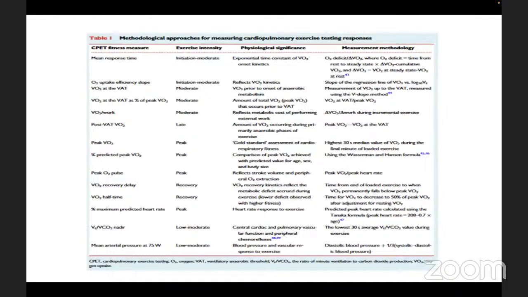This table shows that the major measure of the cardiopulmonary exercise test depends on the measure of oxygen uptake, the peak oxygen uptake during exercise. And it shows us the initiation, moderate stage, the physical significance, and the measurement methodology. You can review this later in the study. It can be more clear. Next, please.